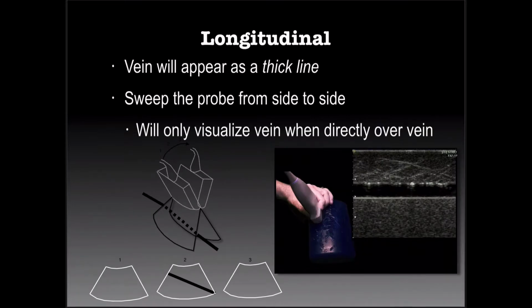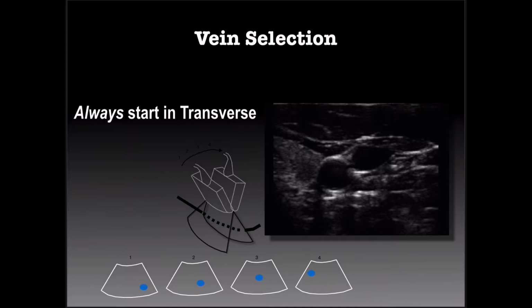Now in long axis or longitudinal, we're parallel to the vein. And when we're parallel to the vein, it looks like bright lines. But just like if you were doing a sagittal view of the aorta, if you were off on one side or the other, you don't see it. So we never start off this way, because we might miss the target we're interested in. We always start off cross section and then turn parallel.